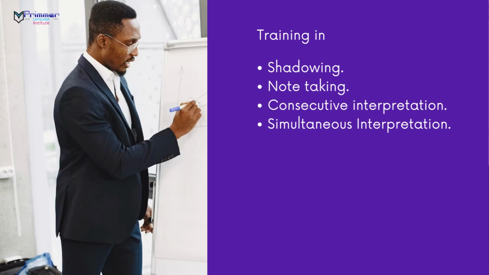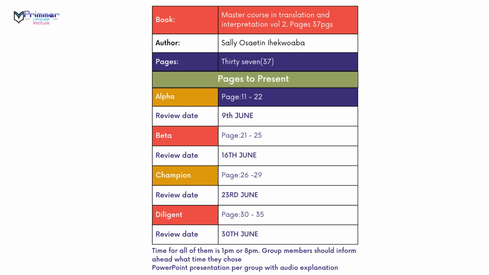Everybody will be in a team. We have 4 groups: alpha, beta, champions, and diligent. So you'll be shared into 4 groups, and each of those groups has specific pages that they will read. You read those pages and you do a presentation in the group, in audio or video. Usually they're supposed to do it in PowerPoint, but I don't really know your capabilities in using PowerPoint. So you can do a video explanation or an audio explanation of what the book is about.